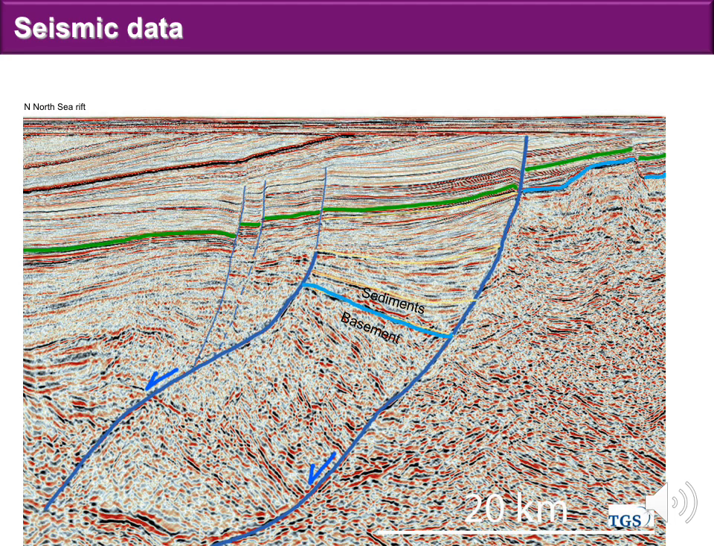If we add some interpretation here, the light blue line in the middle and upper right is the top of the basement, the crystalline basement, so we can see how these faults extend and can be mapped deep down into the basement, into the crystalline crust, and also the way they affect sediments above.